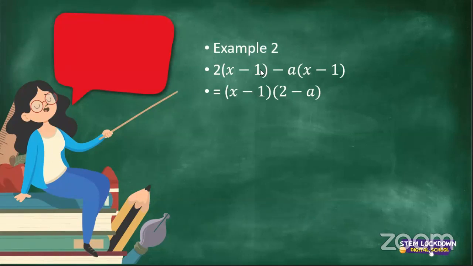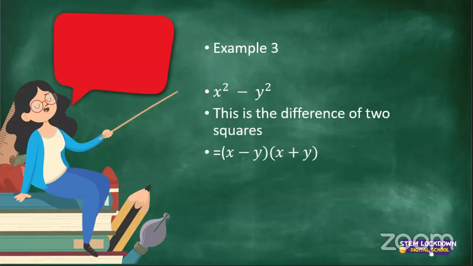So if you look at this example 3, you will be able to see that this is what we call the difference of two squares. Now, in this difference of two squares, we have x squared. This is a square, and then we also have minus y squared. So the difference means we are subtracting. So you are subtracting one square from another.